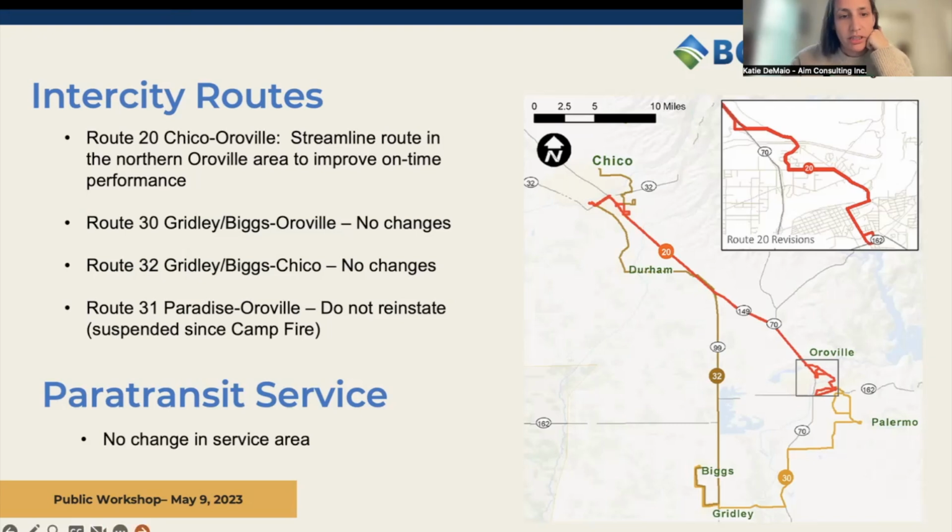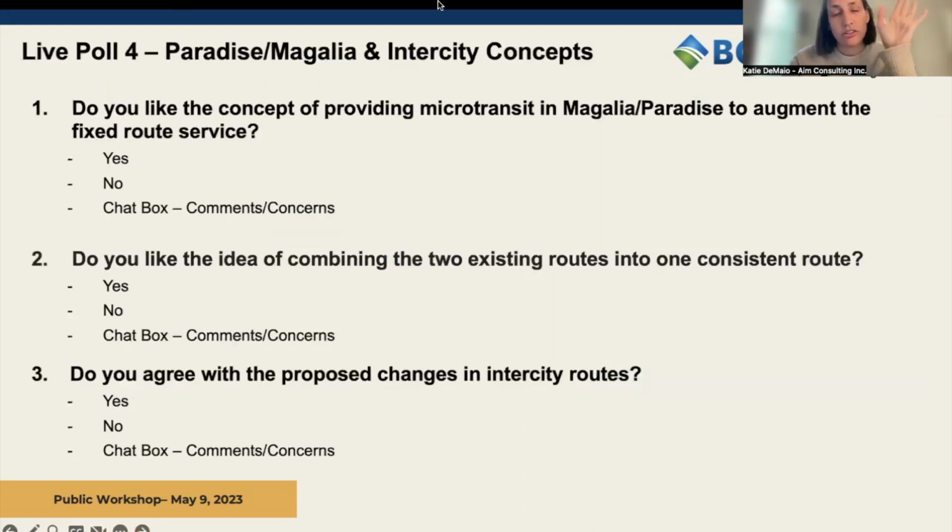All right, and it looks like we're getting a lot of great questions into our chat box. So we'll have a great question and answer session. But with this, I'm going to launch our last of our live polls. And so this is going to cover the areas that Gordon just covered. So the first question is, do you like the concept of providing microtransit to augment the fixed route services in these areas? The second is, do you like the idea of combining the 2 existing routes to one consistent route? And the third is, do you agree with the proposed changes in the intercity routes?